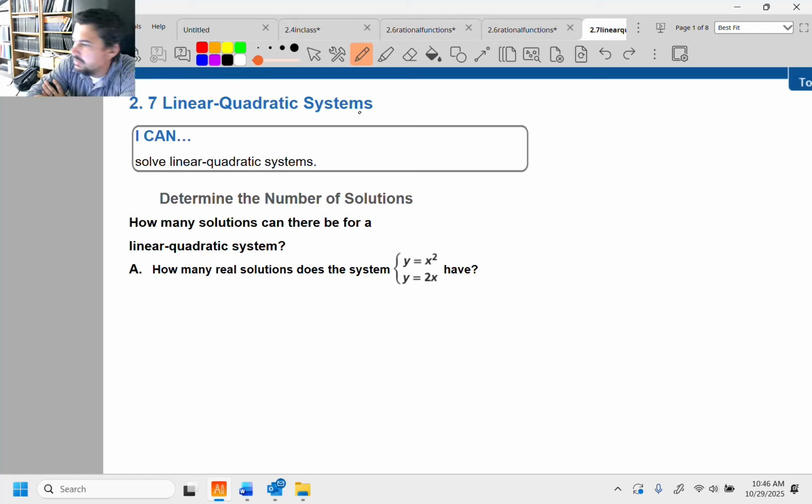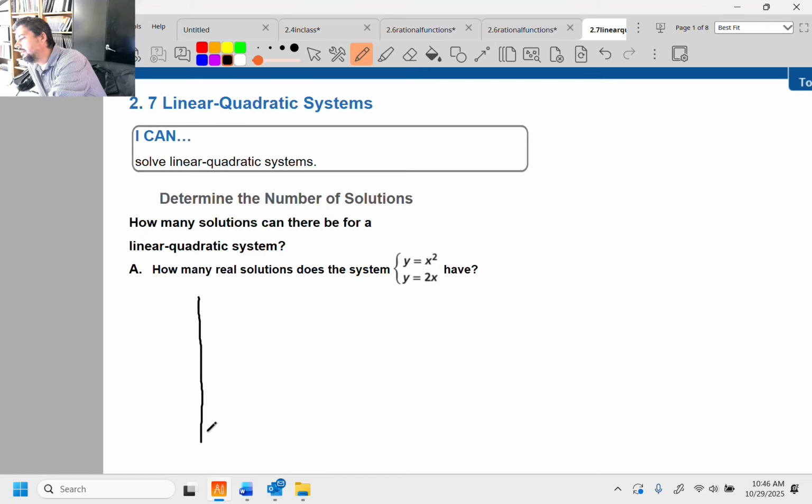All right, so this is 2.7, which is linear, which means line, and quadratic systems, which is your parabola. So it's talking about how lines and parabolas can intersect. All right, so how many solutions? The first question up here is how many solutions can there be for a linear quadratic system? So we're asked about a simple system here, okay? How many real solutions does the system y equals x squared, and y equals 2x have?